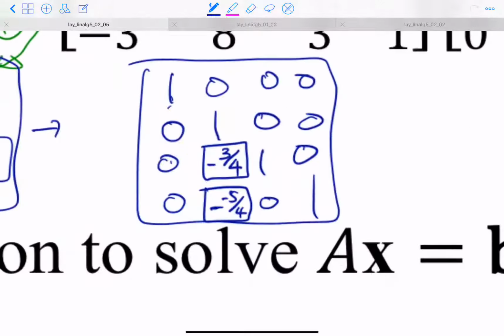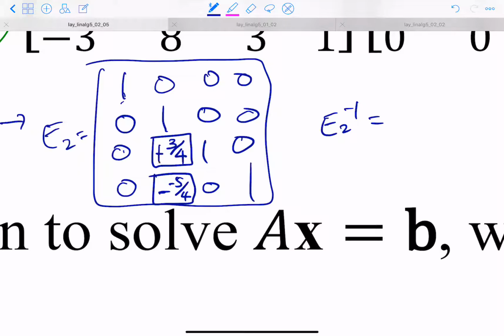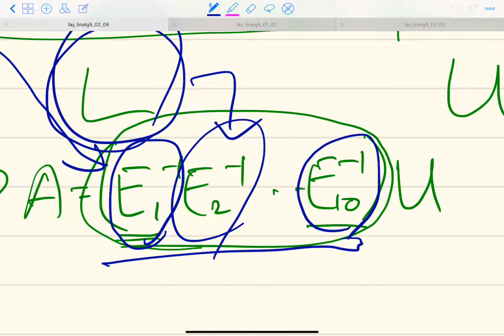Given this matrix, this is E2. And how about E2 inverse? E2 inverse is just flipping the sign of it, and that is the inverse matrix of this E2. That's how we obtain E1 inverse through E10 inverse. And now let's think of the product of it.